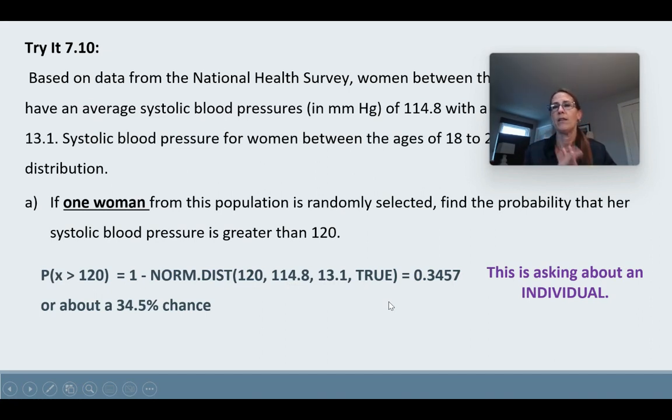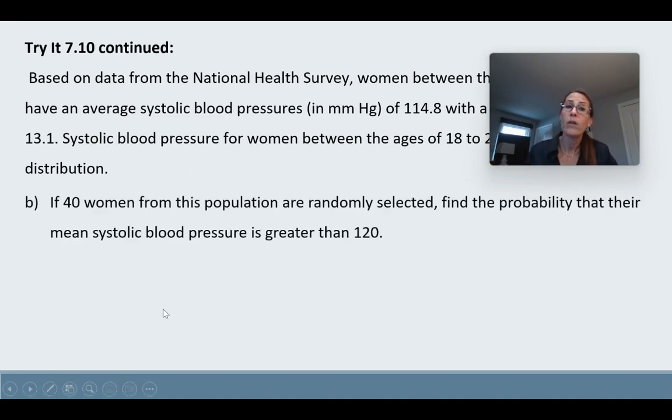So it's maybe a little confusing because we've been using the normal distribution all along, but please notice that when you're being asked about an individual, you're going to use the original mean and the original standard deviation. You're not going to change them at all like you did for sample means and sample sums.